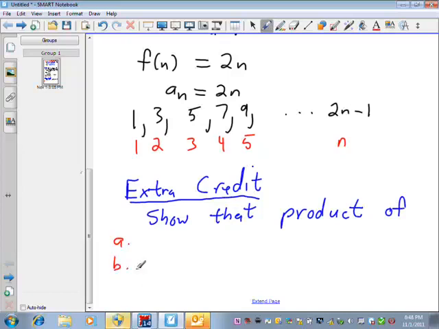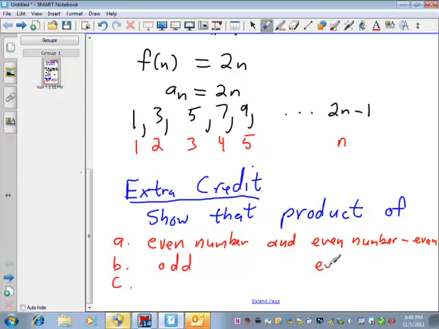All right. Here's the extra credit. So, even and odd numbers. The product of an even number and an even number is what? Even, absolutely. The product of an odd number and an even number is even. Product of an odd and an odd is odd. That's what I want you to show.